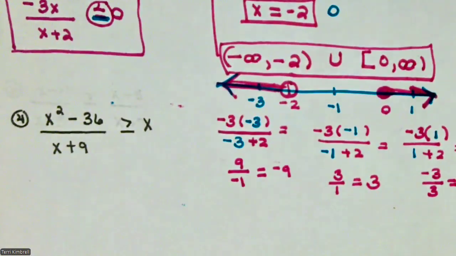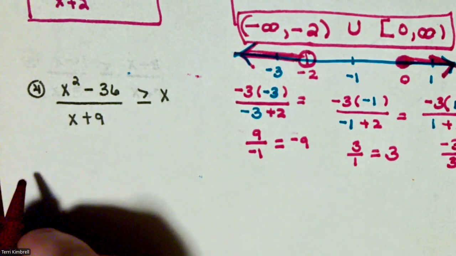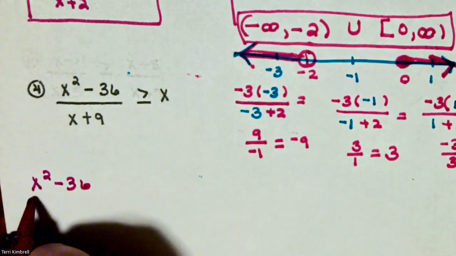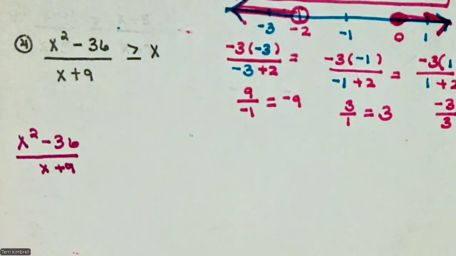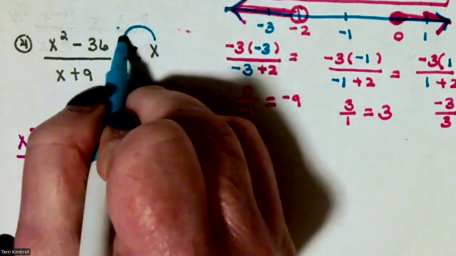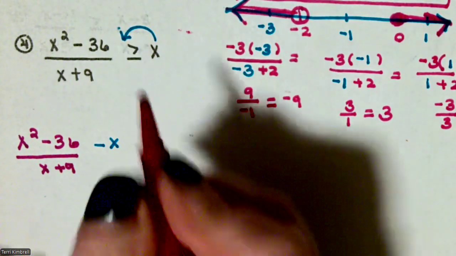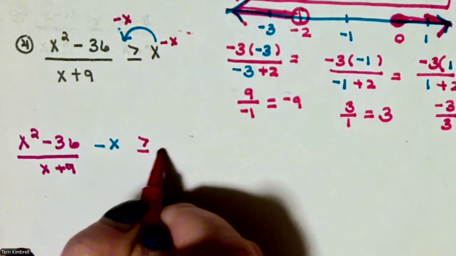But I did kind of make these to where they're kind of stepping up to where you'll see the tough ones as well. So I'm going to go ahead and bring over the x. We'll leave this alone. And I'm going to get the x to the other side. So I'm going to subtract it. And then when I subtract that x over, it's greater than or equal to 0.